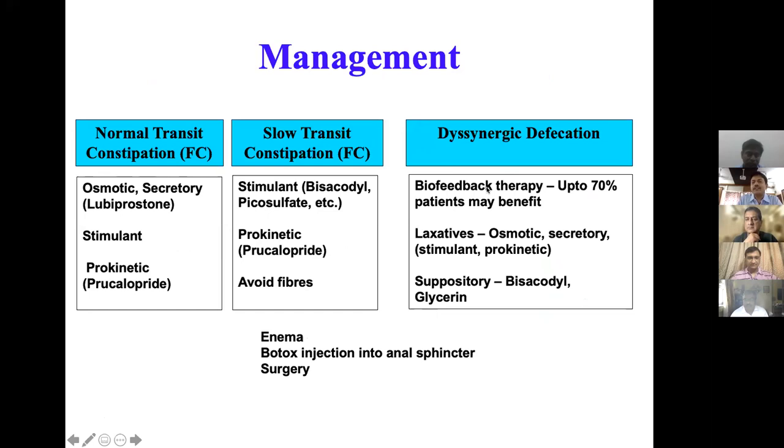So once you have a sort of classification, if it is dyssynergic defecation, then the main therapy in this group is biofeedback therapy. Up to 60 to 70% will respond. And as Dr. Govind was saying, if you can give them something to soften the stool, like an osmotic or other one, then it will help further in evacuation. But the primary therapy is biofeedback therapy.